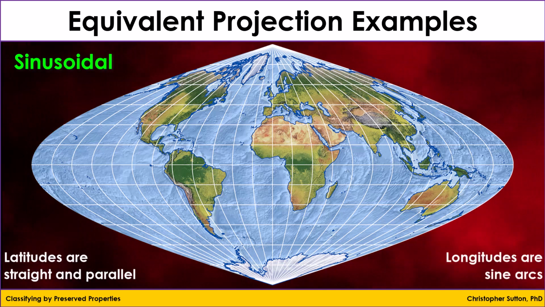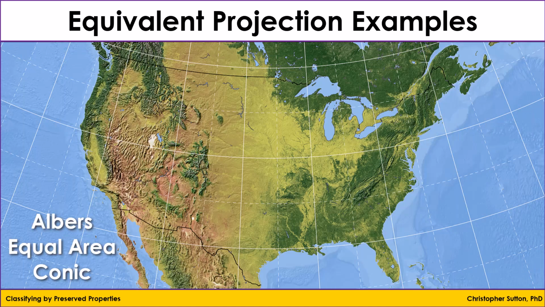Here we see the longitude lines are sine arcs, not elliptical arcs. The Albers equal area conic projection is commonly used in the mid-latitudes, particularly for the contiguous United States.